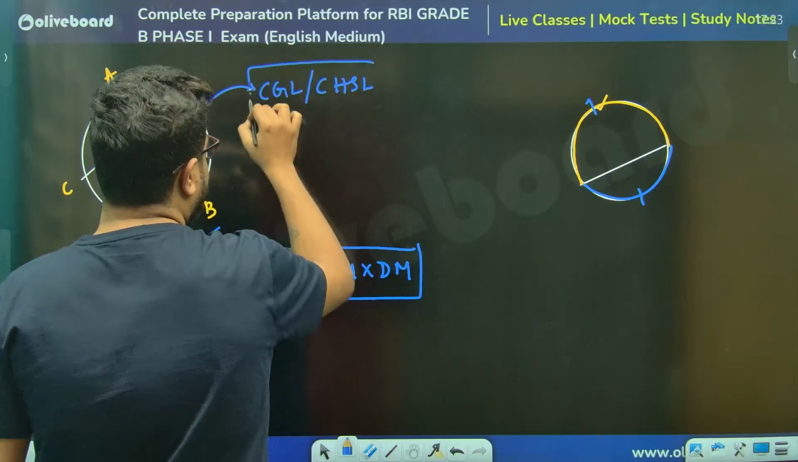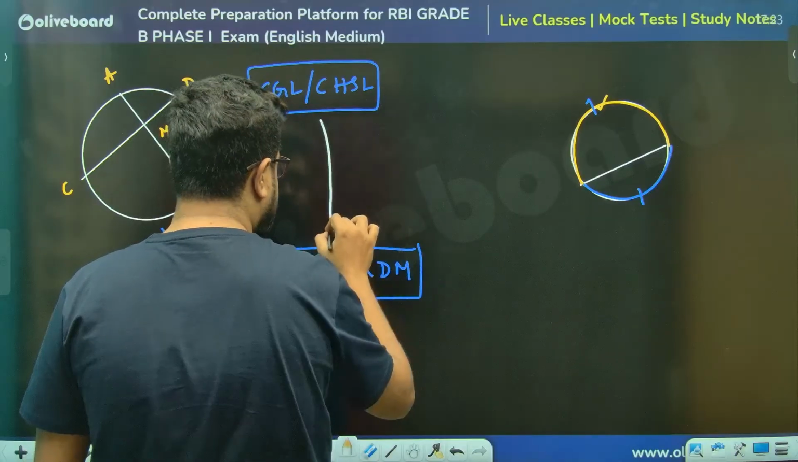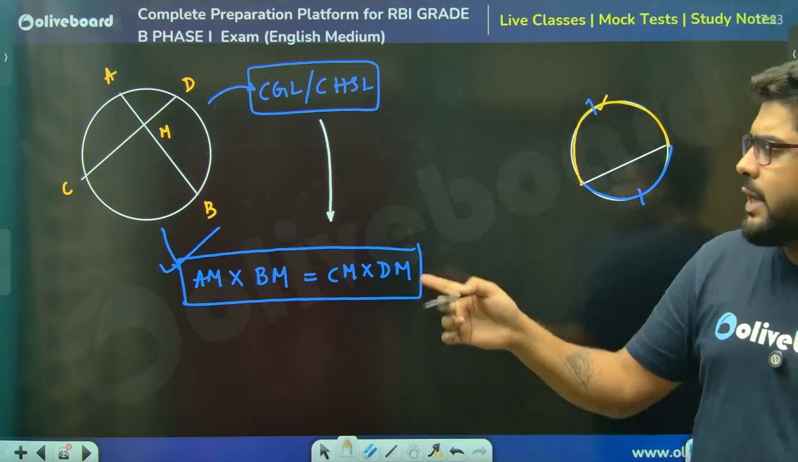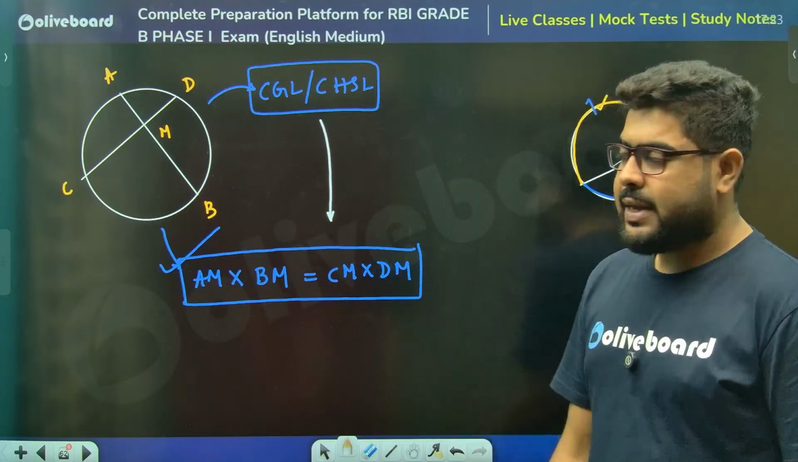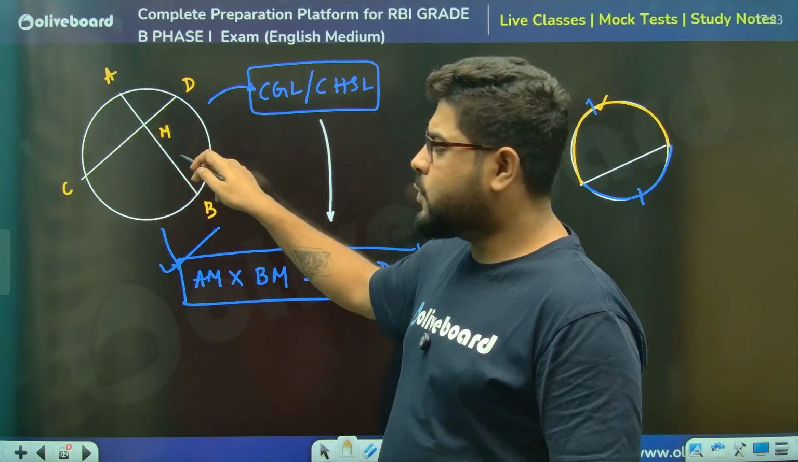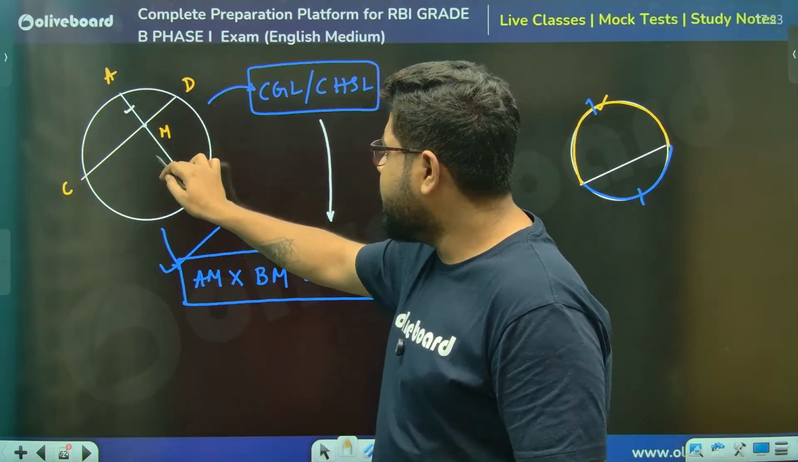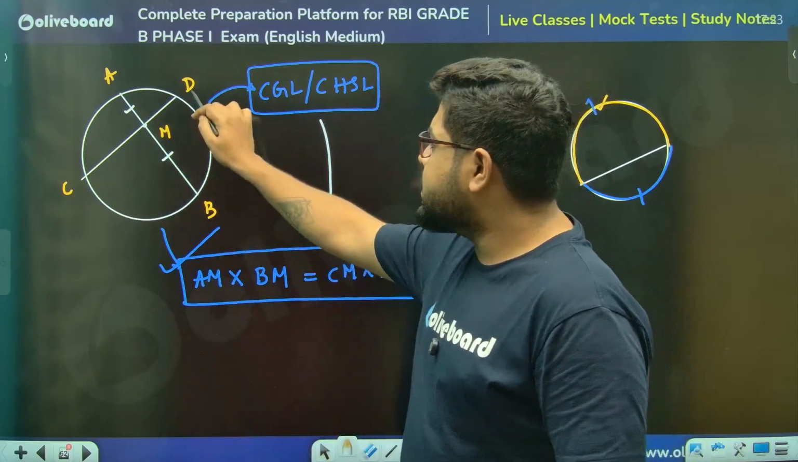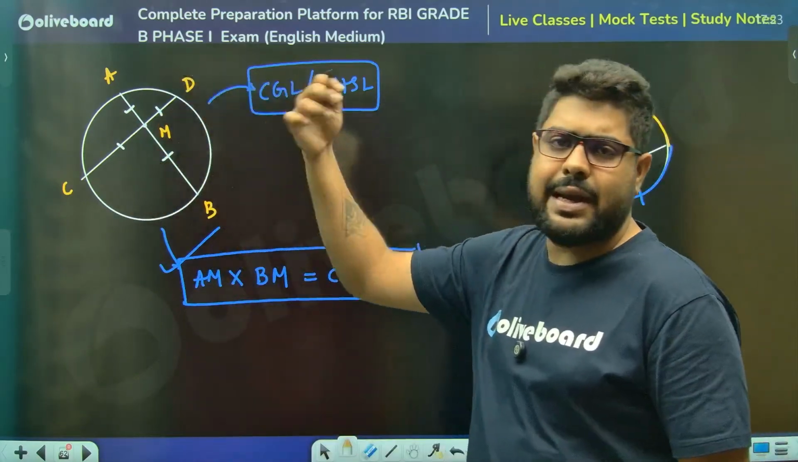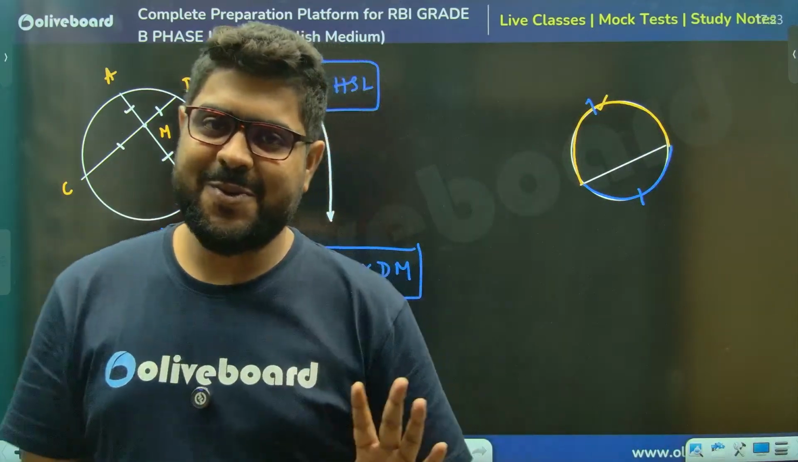Now, once you know this, let me say this: in CGL and CHSL, both these flagship exams, they ask you questions on a regular basis on the direct use of this particular property. So this is very important. Remember, sir. How to remember? You take any chord that is intersected here. So this part into this part, same chord, sir, equal to the other chord, same part, DM into this. Whether you take CM first or DM later doesn't matter because multiplication is commutative. 2 into 3 is equal to 3 into 2.